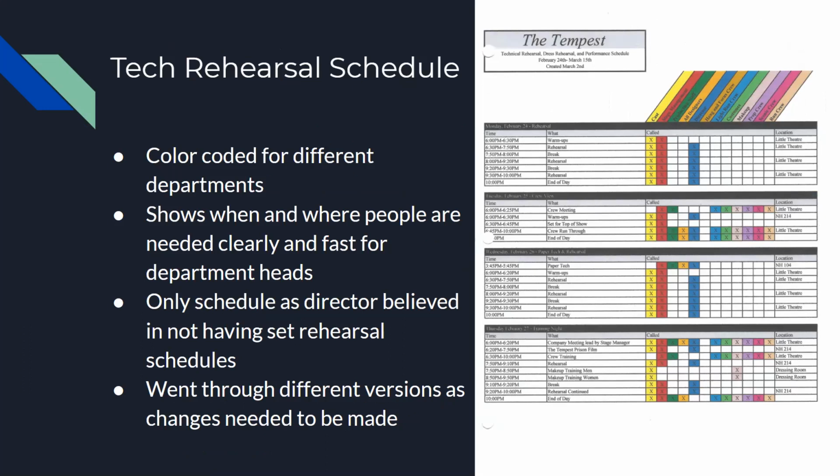So for rehearsal schedules, we had a more simple way of calling people where I would email them and tell them if they didn't get an email or I haven't responded to them by the end of the day, they're definitely called. This went through many versions and changes needed to be made. So this was probably version 6, I believe.